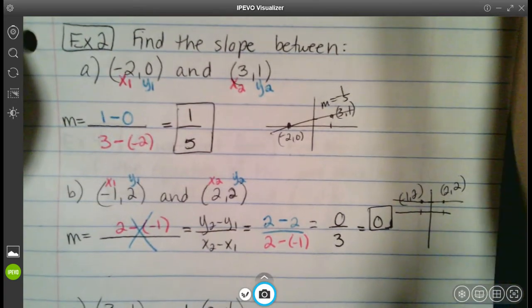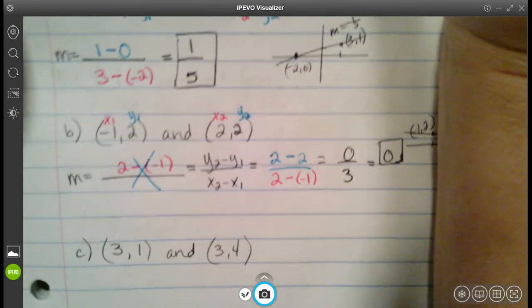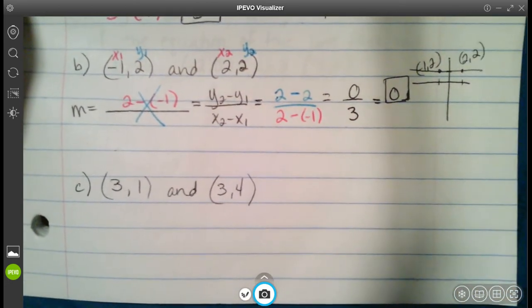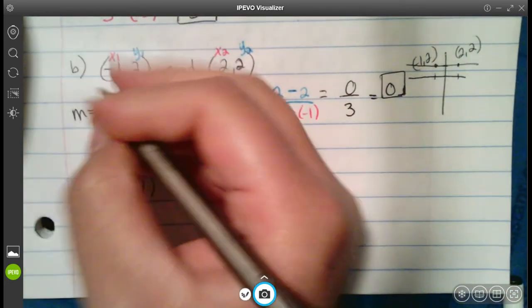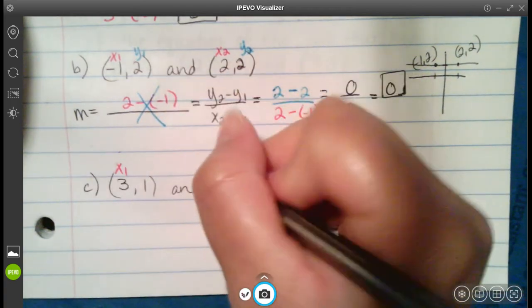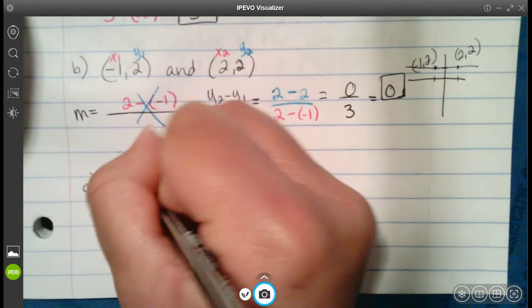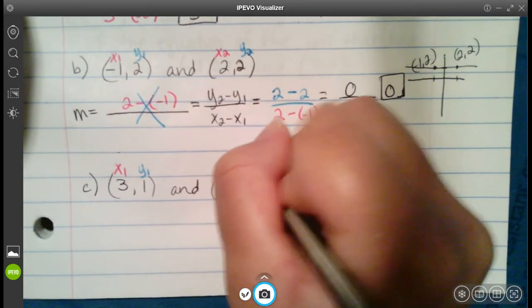Okay, last one for this section. Let's not go too fast or I might mess up again. We have (3, 1) and (3, 4). So we're going to do the same thing and label everything. So this is x1, x2, y1, and y2.